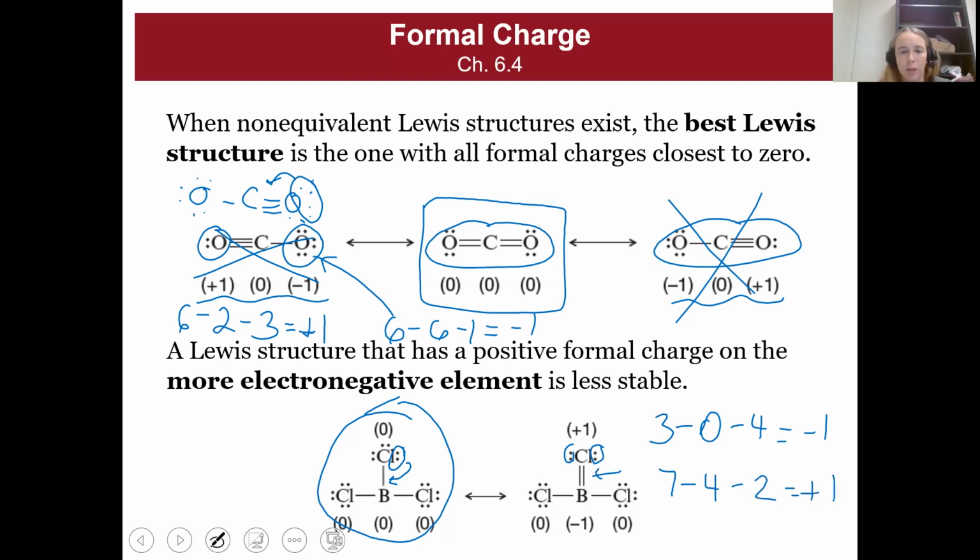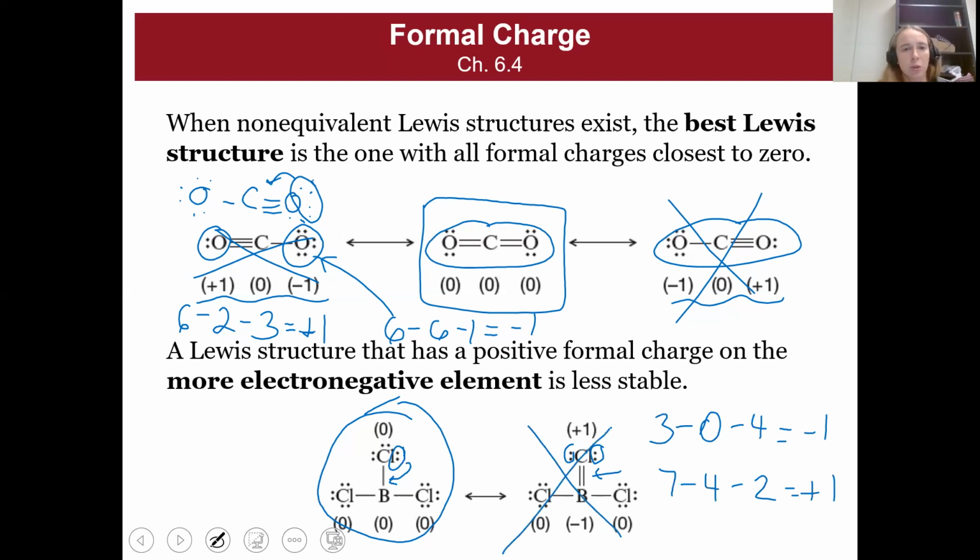So that's a +1. This is not as stable because we've got a positive charge on our electronegative element. And our more electronegative elements are usually where we have that high electron density. So it's usually the negative end of our dipoles. So having a positive formal charge on there doesn't make any sense, so we don't use this structure either.